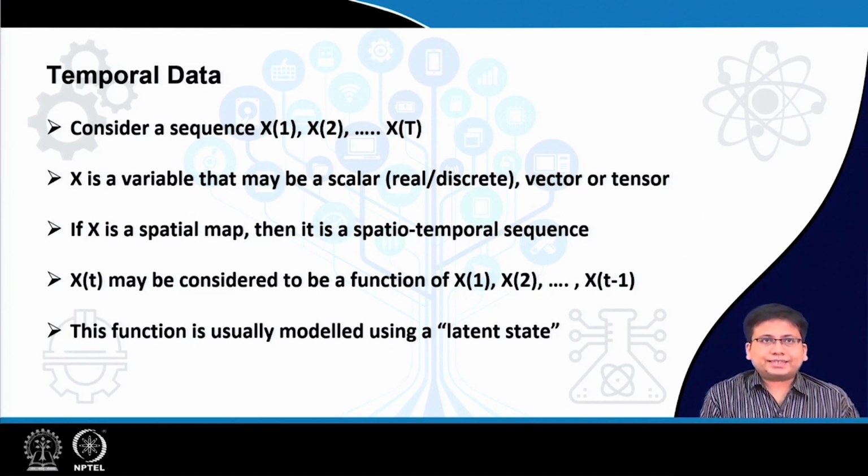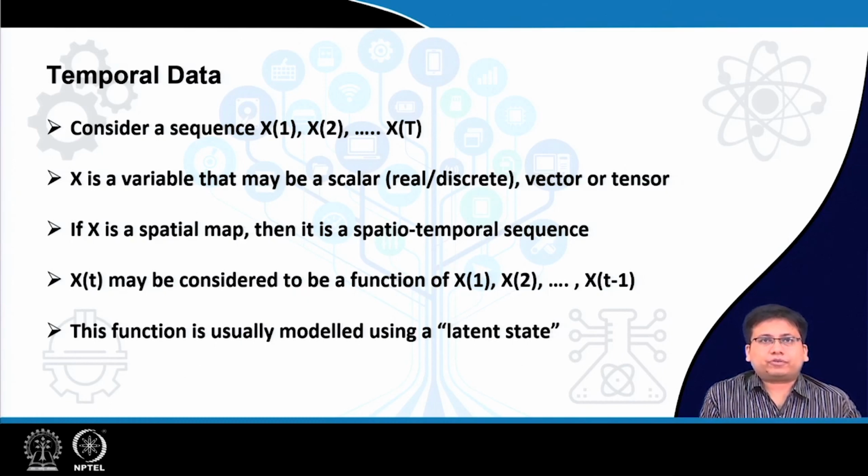Now this x is a variable, it can be a scalar, that is either real or discrete, or it can be a vector or matrix, tensor, whatever. Now if x is some kind of a spatial map, like an image, or the kind of spatial data which we discussed in the last lecture, then it's basically a sequence of spatial data. We can call it a spatiotemporal sequence, and this xt we can consider to be a function of the past observations x1, x2 up to xt minus 1.